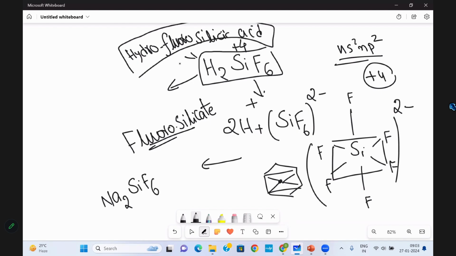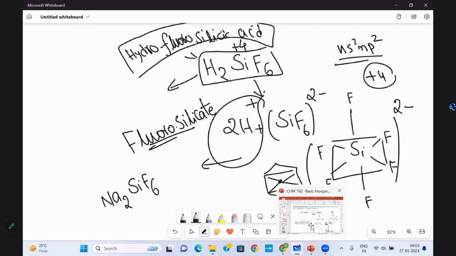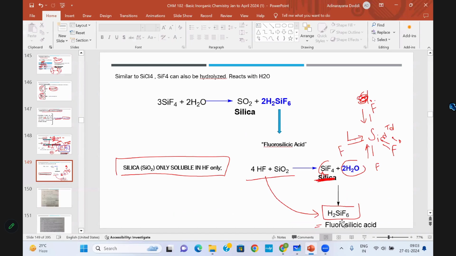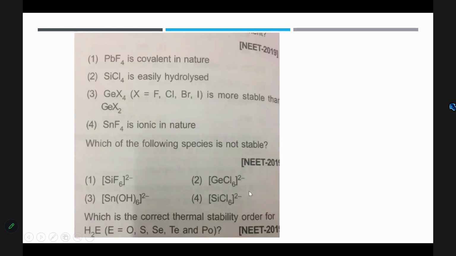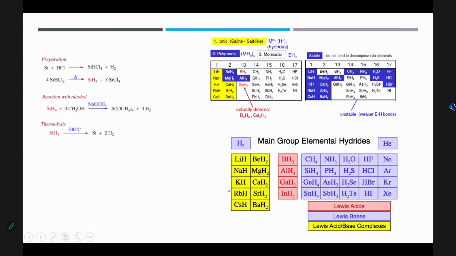Is it a dibasic acid? Yes, it's a dibasic acid. So remember this, practice this. It's a very, very important, interesting question. So this is hydrofluorosilicic acid, or fluorosilicic acid. People also write simply fluorosilicic acid. So what is the reaction between SiO2 and HF? It forms H2SiF6 in the presence of water.